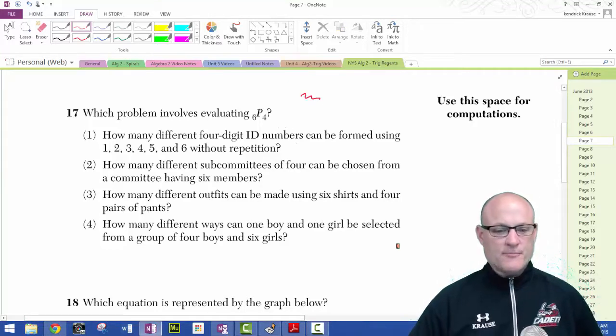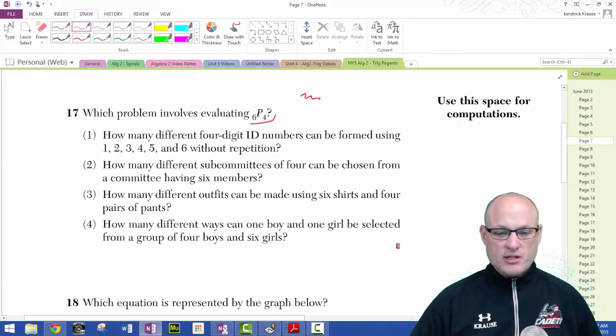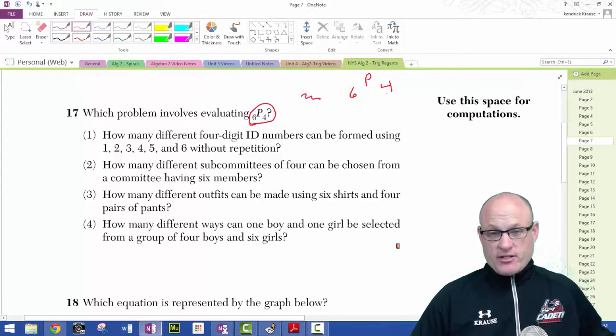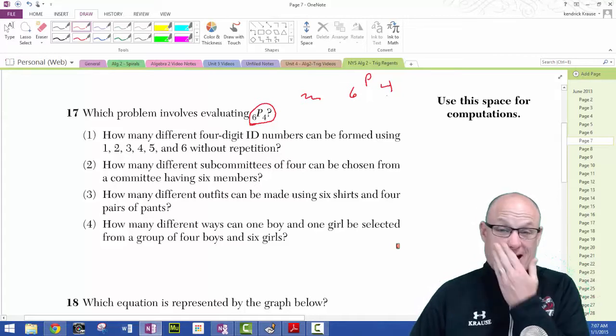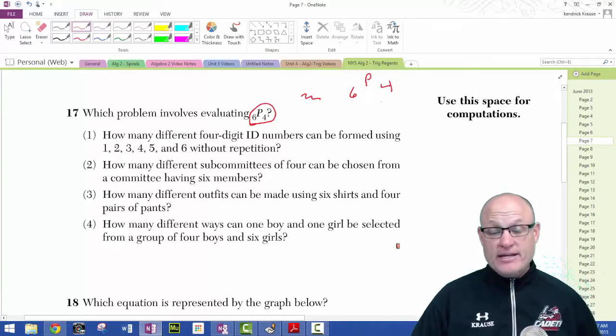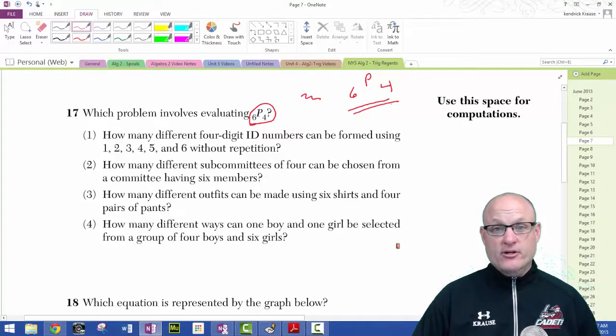Now go to the next one. Okay, which problem involves evaluating 6P4? So what this is, it's 6 things, and you want to pick 4 of them where order makes a big difference. You're not doing combinations. Combinations are things like committees or teams or groups. Permutations are when order matters. First place, second place, third place.